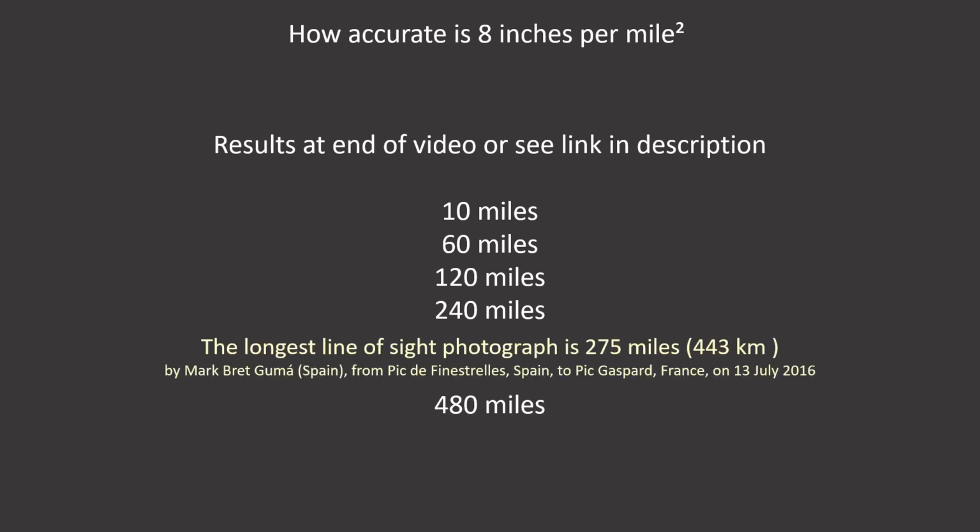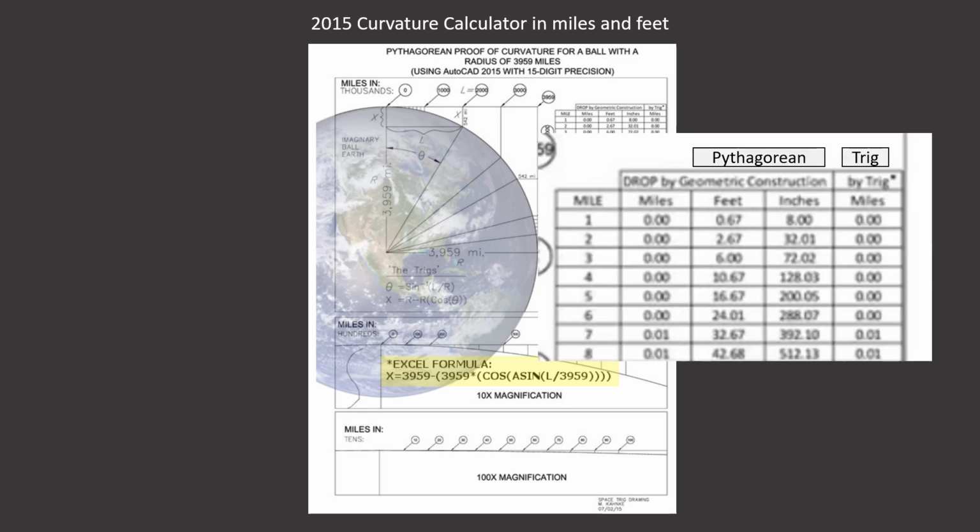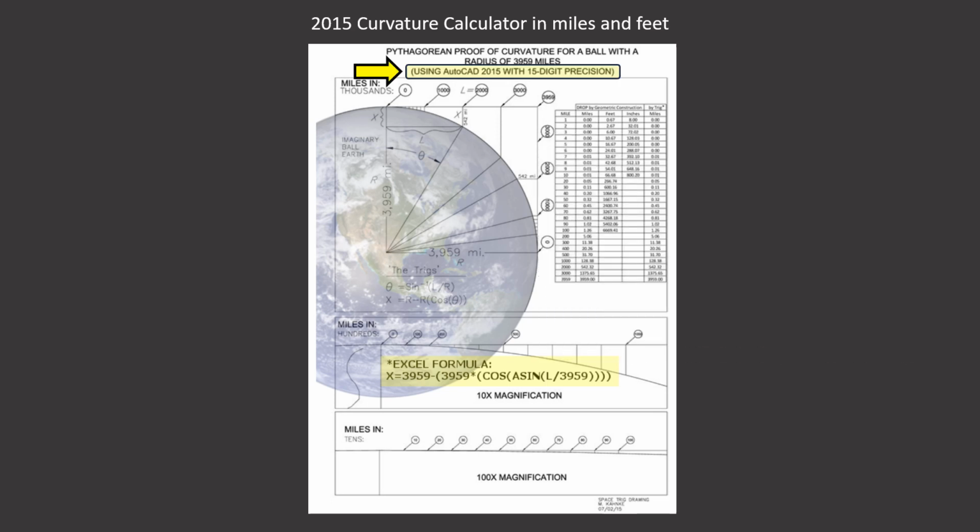Now, the reason I didn't go beyond 480 miles is because currently the world's record for the longest line of sight photograph is only 275 miles. Now, this is the first Earth curve calculator that I ever saw, and this is for miles and feet. And they did calculations based on both the Pythagorean theorem and trigonometry. Now, up here they say they use AutoCAD for the calculations. But down here it looks like they use Excel for the trigonometric calculations.